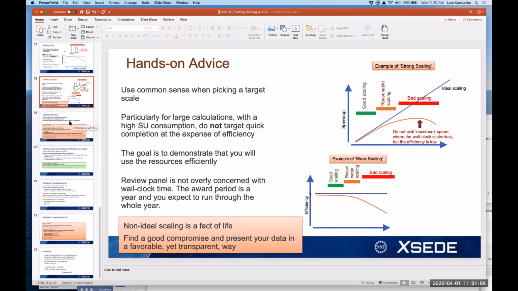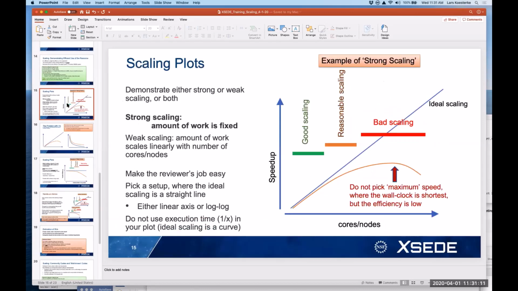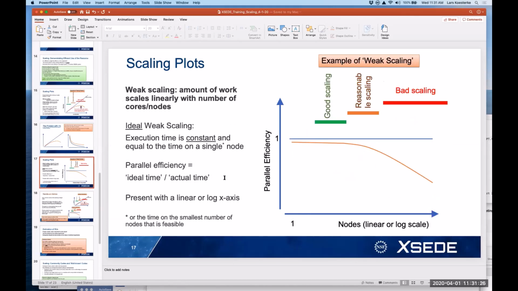Detailed definition of speed up might be helpful. Yes, I mean, for strong scaling, I think that is kind of obvious. The speed up is when you divide the time on multiple nodes by the time on a single node, or the reverse of it, so that you get the linear scale. And for weak scaling, you have the ideal time, that is the time on a single node versus the actual time.